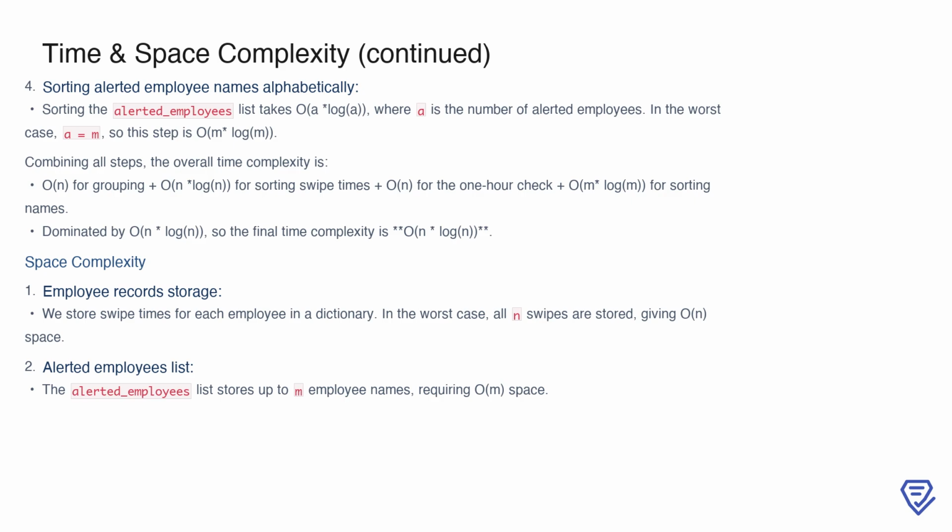First, we account for the storage of employee records. Swipe times for each employee are stored in a dictionary. In the worst case, all n swipes need to be stored, resulting in n space. The alerted employees list, which stores up to m names, requires m space. Together, these contribute to the overall space complexity.